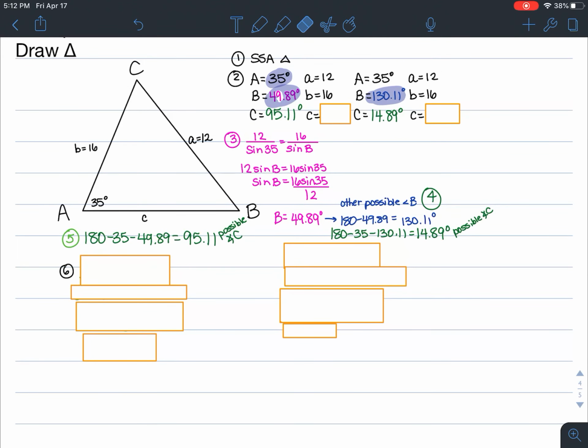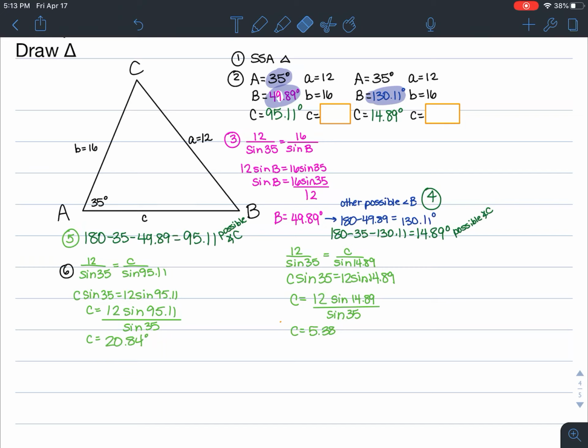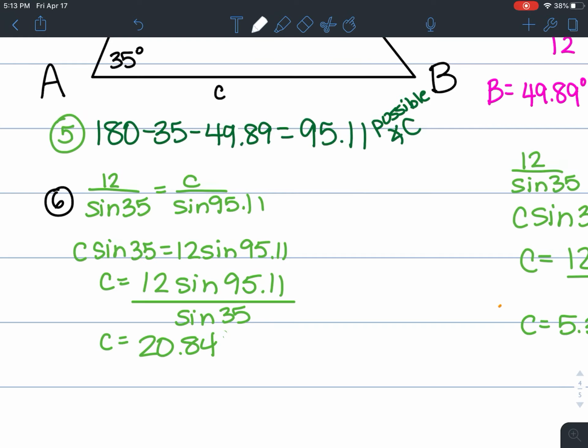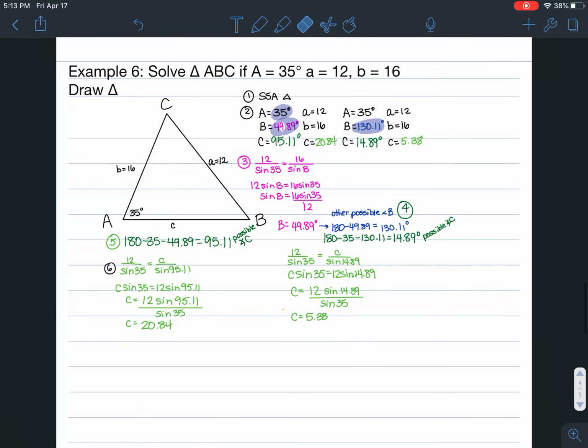Now to find side C, I'm going to have to do the law of sines twice. Go back and use your given information, your 12 over sine 35. Cross multiply. Divide by sine 35. Type it in a calculator. I put a degree symbol there. That's not true. I'm just going crazy. It's my first video in a while. Maybe that's why. I'll blame it on that. So then side C for the first triangle is 20.84. And for the second triangle, 5.38.